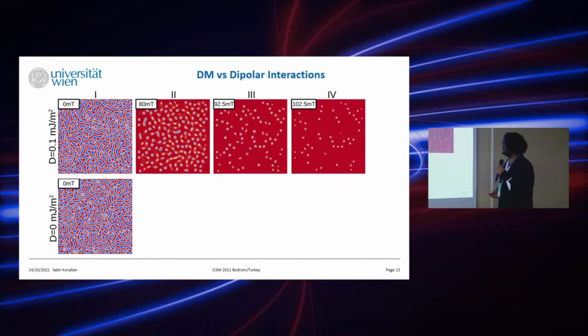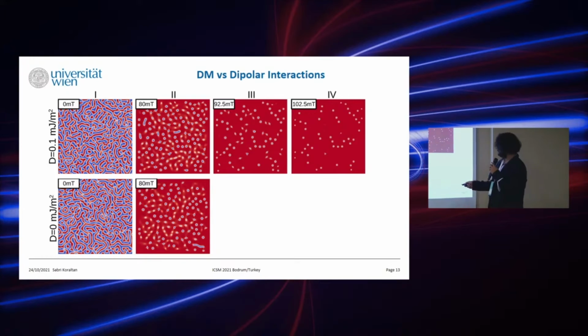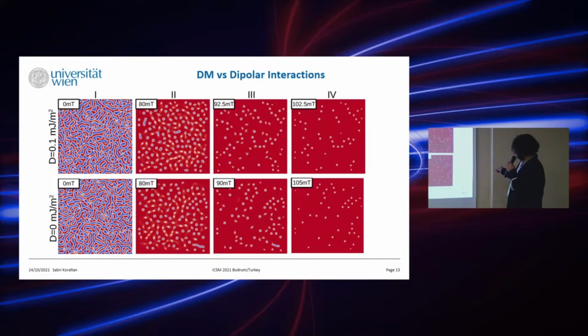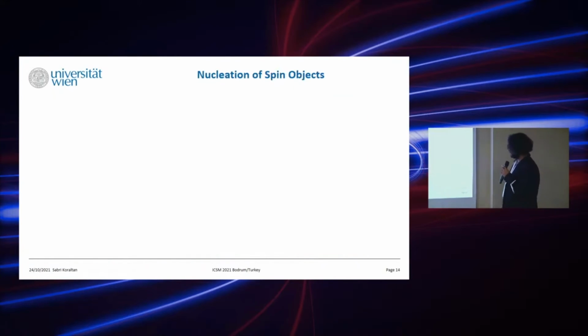And then we do the same without DMI. Again, we have a very nice domain morphology. We apply a field around the same value, and we again have all the spin textures: trivial bubbles, skyrmions, anti-skyrmions, and again some helices. As we increase the field, the trivial bubbles disappear. We still have anti-skyrmions and skyrmions. Then we increase the field further, and we end up only with skyrmions. So in a system without DMI, with only dipolar interactions, we were able to stabilize all these topological textures. And now the question is, how do they nucleate?